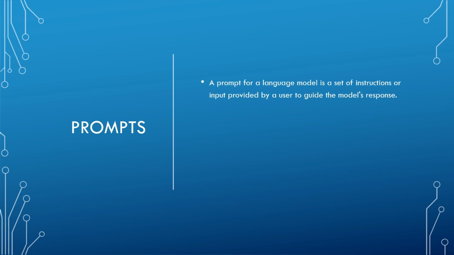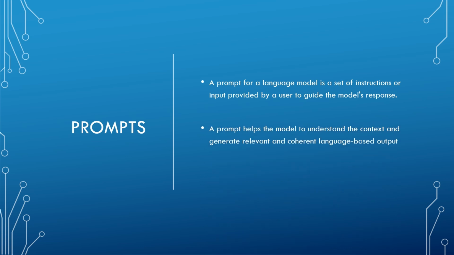So, what exactly is a prompt in the world of big language models? A prompt for a language model is a set of instructions or input provided by a user to guide the model's response. This crucial step helps the model to understand the context and generate relevant and coherent language-based outputs. In simple words, a prompt is just instructions or things you tell the model for certain action. Remember, every interaction with the models, every command given to the models, and in return, every brilliant piece of generated text by the model starts with the prompt.